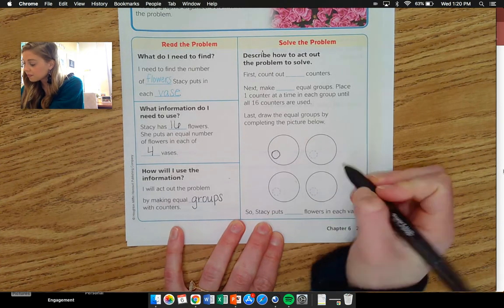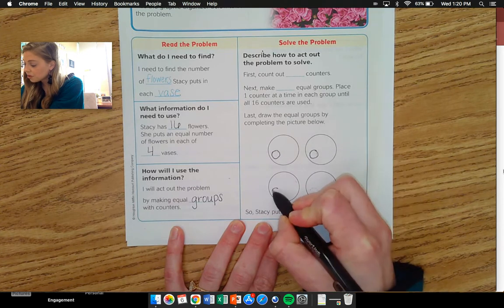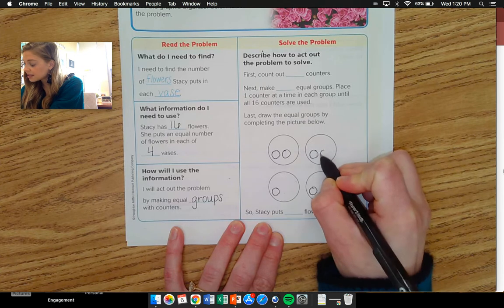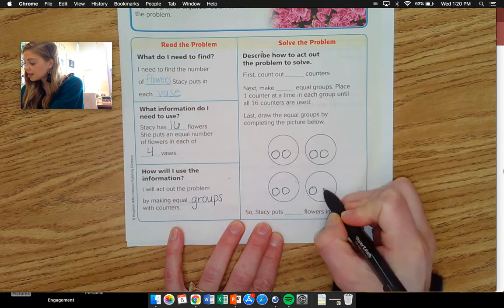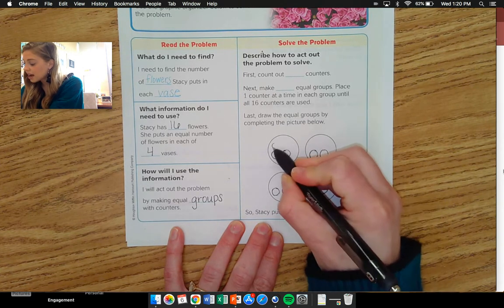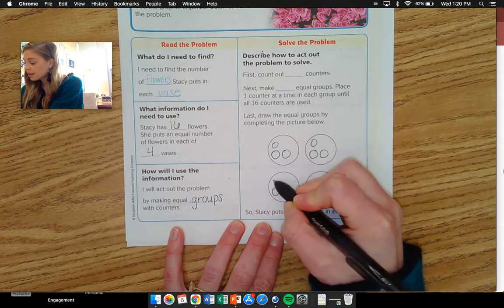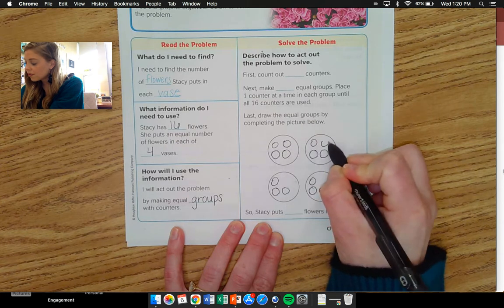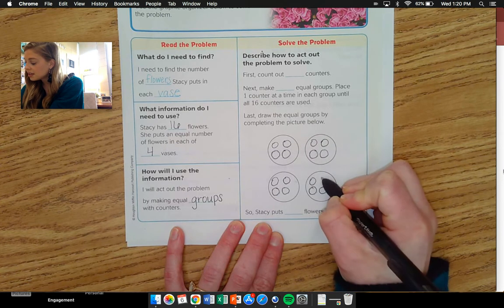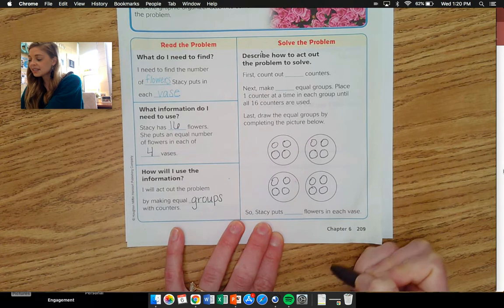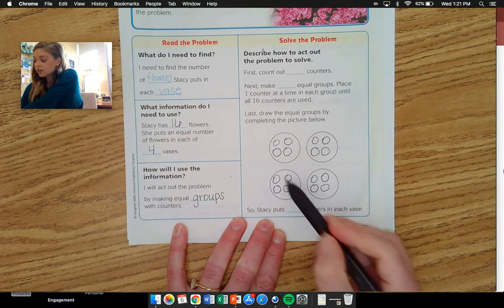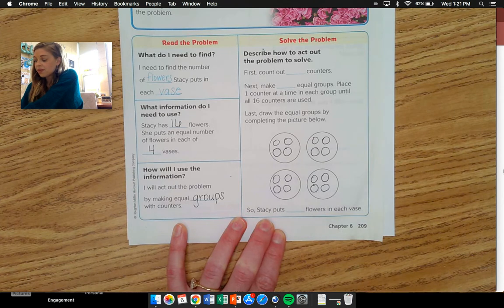1, 2, 3, 4, 5, 6, 7, 8, 9, 10, 11, 12, 13, 14, 15, 16. And I stop at 16 because we only had 16 flowers to use. So there's our 16 flowers in our 4 vases. So how many flowers are there in each vase?